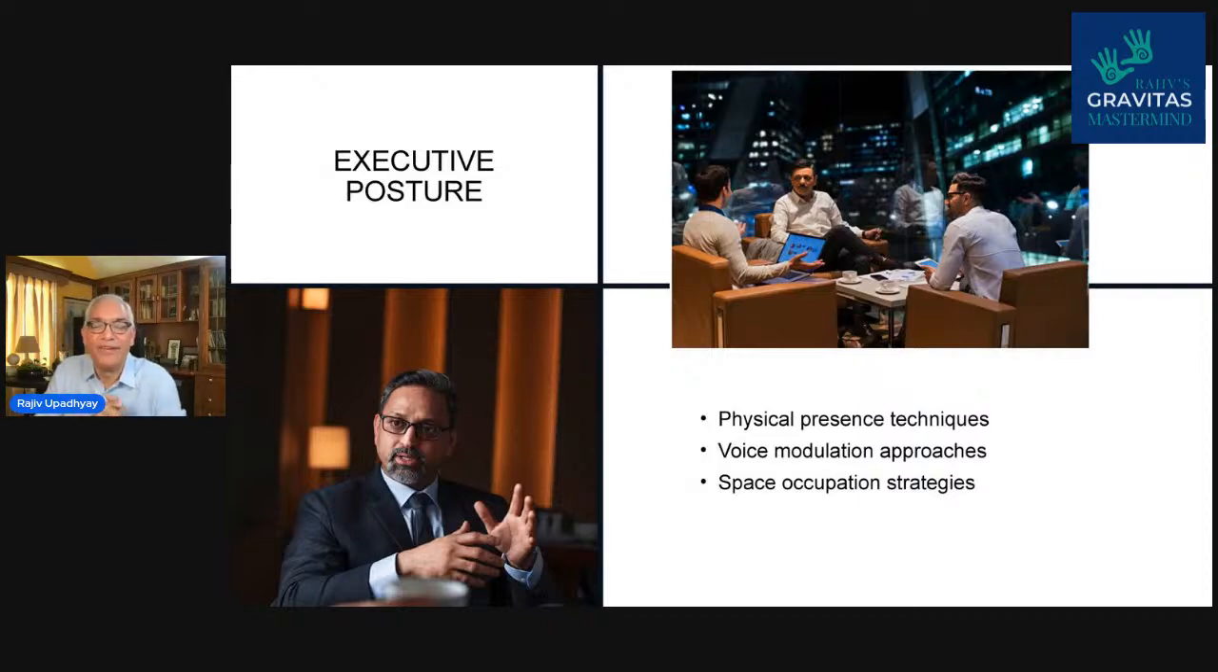Now, here is the part which is about the executive posture. As I mentioned, it's very important for you to manage the perceptions of people. One of the quickest things that you can start to do is to start managing people's perception about the way that you come across to them.